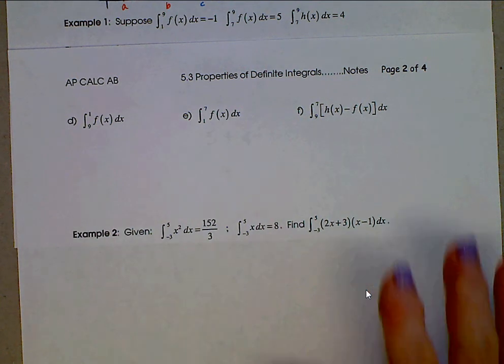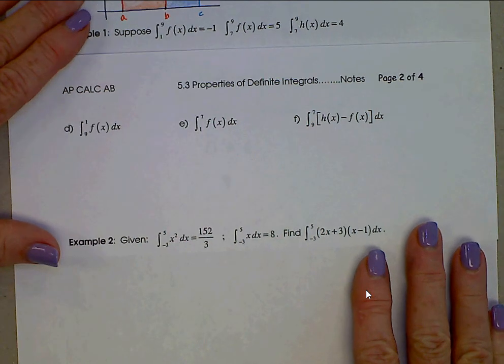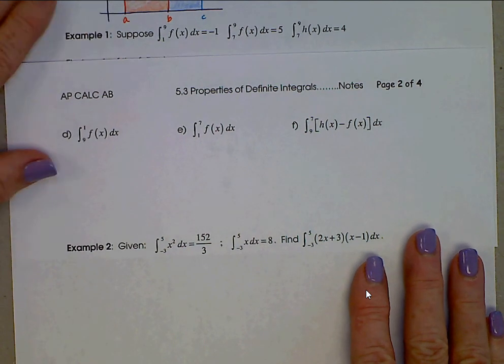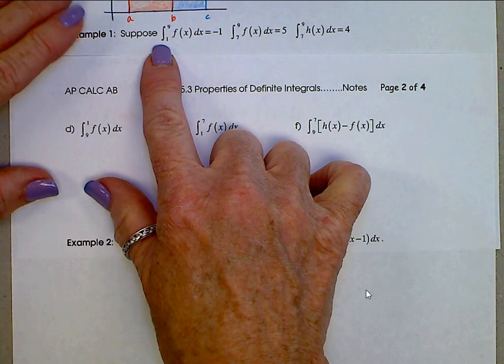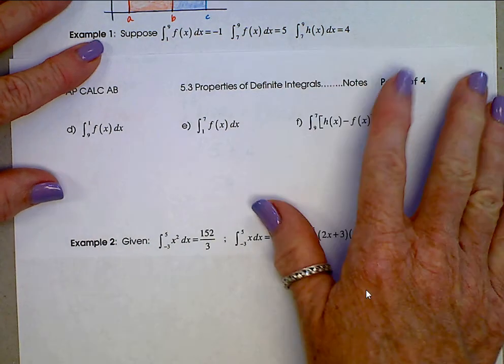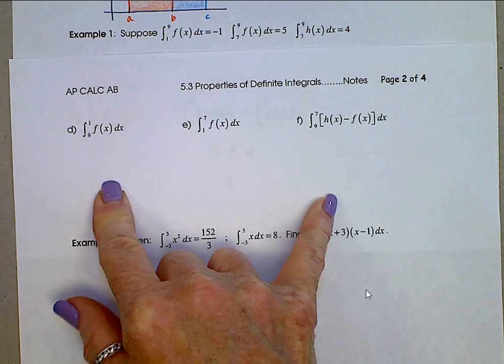AB Calculus, section 5.3, page 2. And we're continuing with the examples from page 1. I have this initial information up here, the values of those integrals from page 1, so you can see that as we work through these problems.